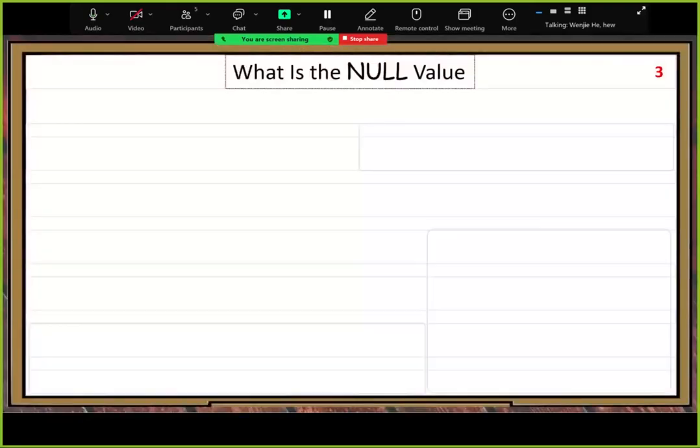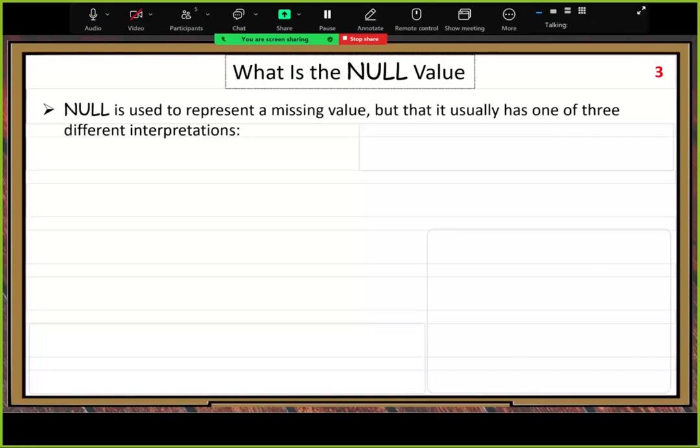All right, what is the null value? In real-world situations, in our business, we may have some special situations we need to address, and we need to use some special value to address those situations. So this null value is a special one that is used to represent a missing value. Think about it: when the data is entered, sometimes for some fields, you may not have values. The value is missing.